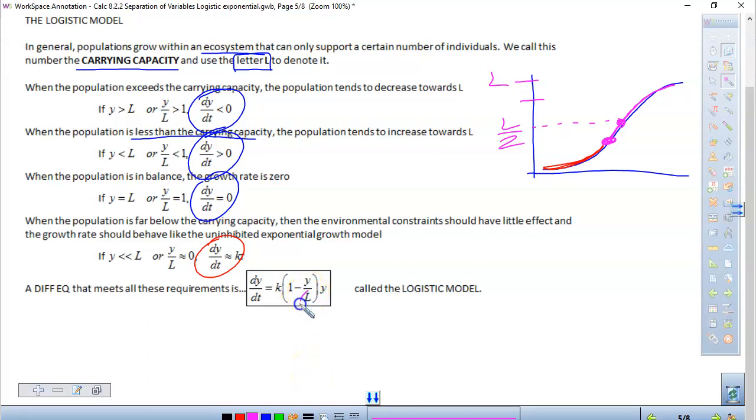What is L? L is the carrying capacity, so we can identify that right away. And notice that Y gets plugged in here twice, and I talked in the video about that because the rate of change is a factor of how many individuals are already in the system. So that's called the logistic model.